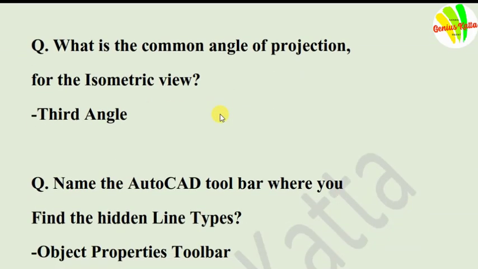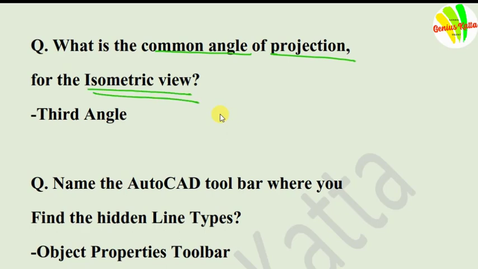What is the common angle of projection for the isometric view? Answer is third angle. Triple star question. In a number of engineering services exams, this question is asked many times. Third angle.